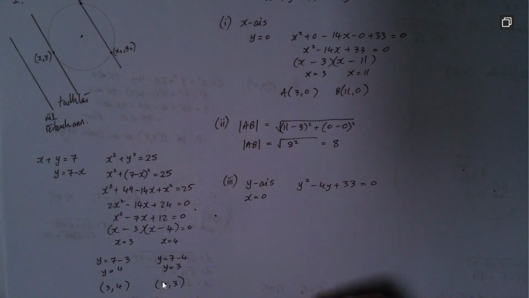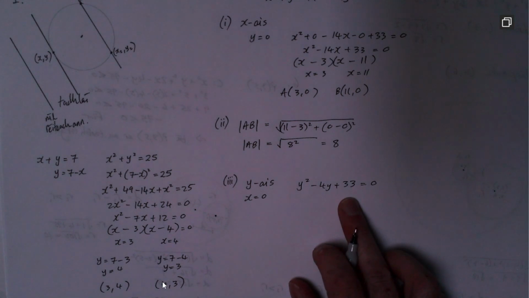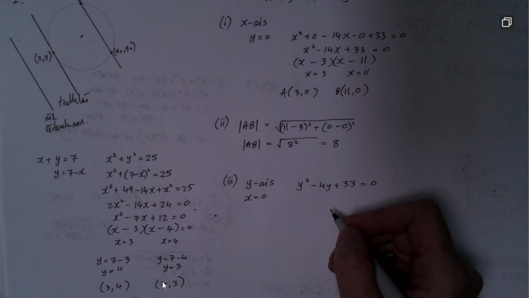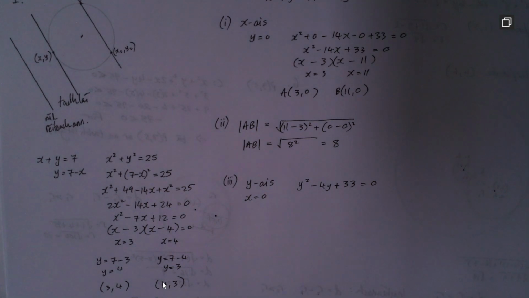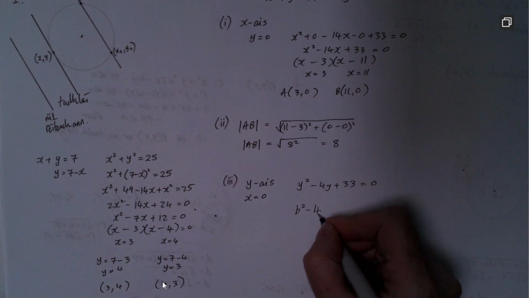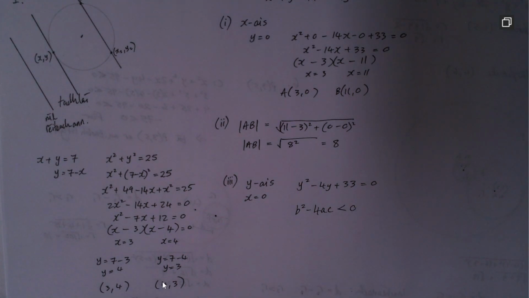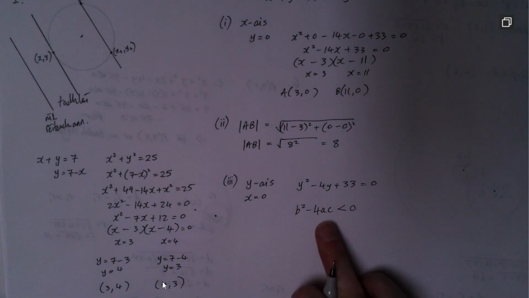Now we either factorize or use the minus b formula. How do we show that something has no roots? We use b squared minus 4ac. If it has no roots, then b squared minus 4ac is less than 0. And that's how we prove it. So there is no intersection.